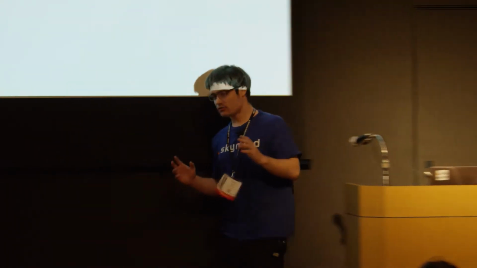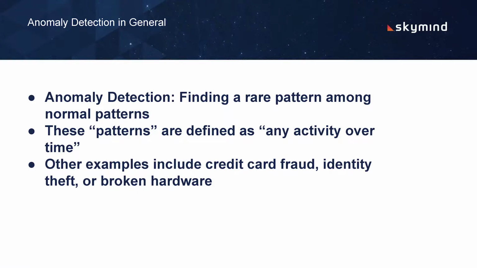So network intrusion itself is actually a part of a broader class of problems called anomaly detection. What I want to do is go over some basic anomaly detection use cases. With anomaly detection, you want to detect a rare pattern in data. So what does that mean, a rare pattern?